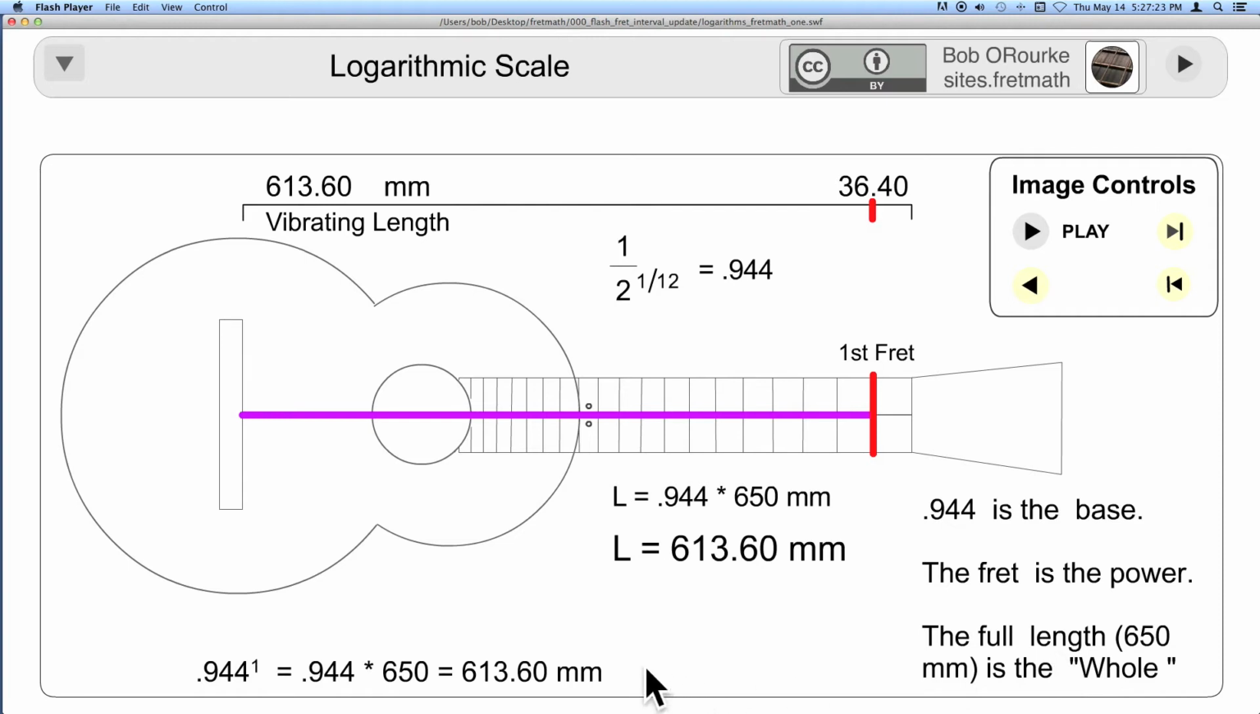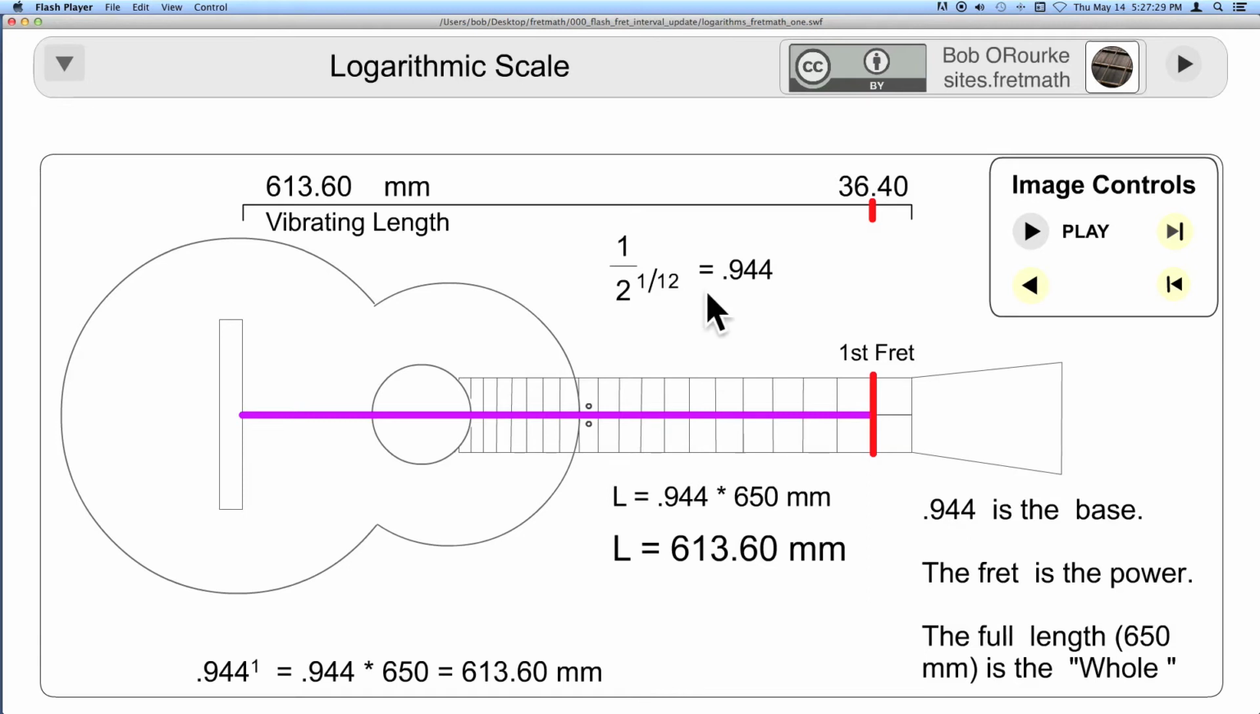And I put the calculations down here. 0.944 to the first power equals 0.944 times 650 millimeters, the original string length, which equals 613.6 millimeters, the vibrating length from the first fret.